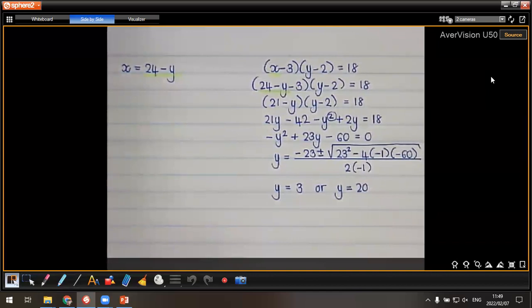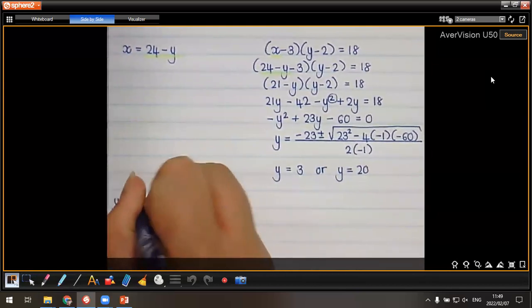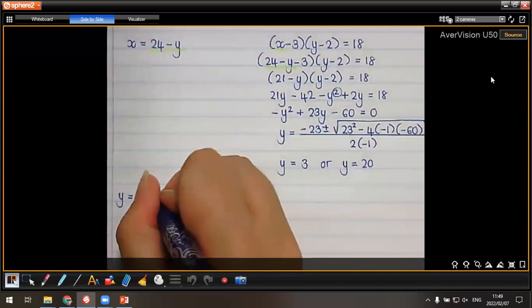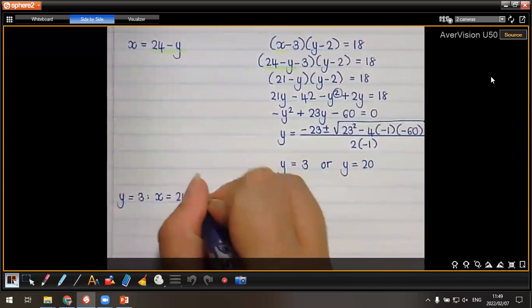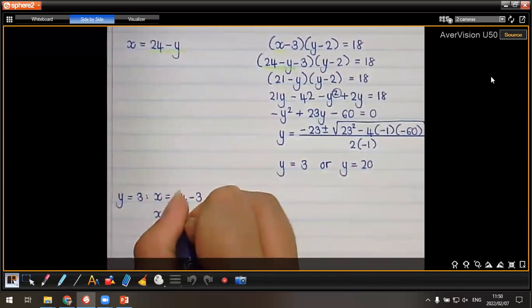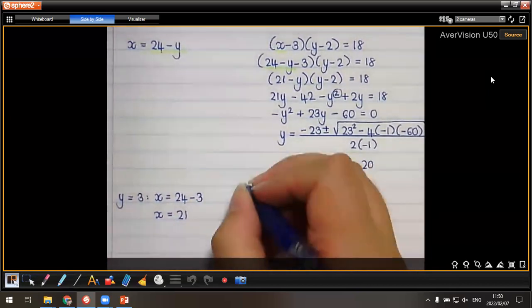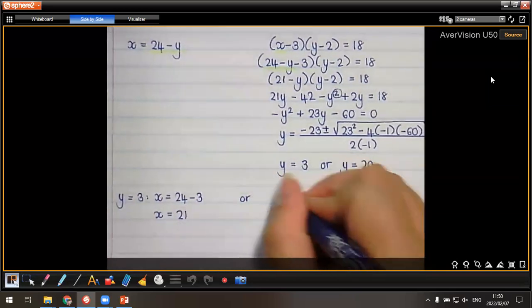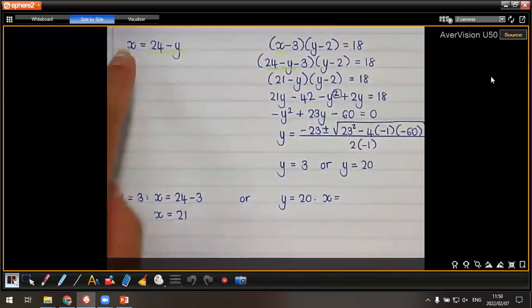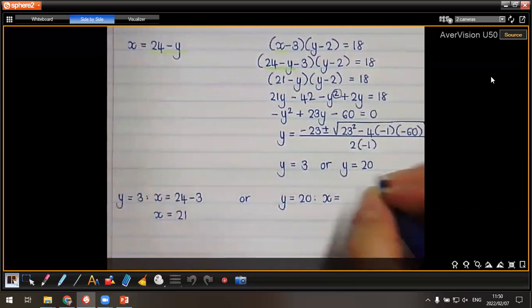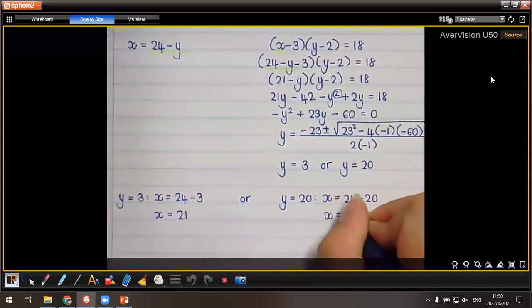Substitute to get 2 x values. All right. So remember, we're going to write y equals 3. So if y is 3, then x is going to be, remember here, 24 minus y. 24 minus 3, which is 21. Okay. Or if y is 20, then x is again 24 minus y. I'm getting it from this equation here at the top. So 24 minus 20, so x is then 4.